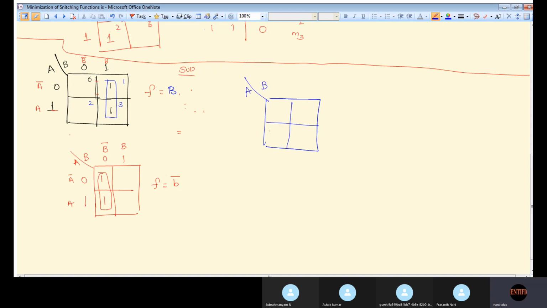So next function is A, B. Here I am giving you 1, 1, it is all 1, 1, 1, 1. In this case, what will you do? 0, 1, 0 and 1.